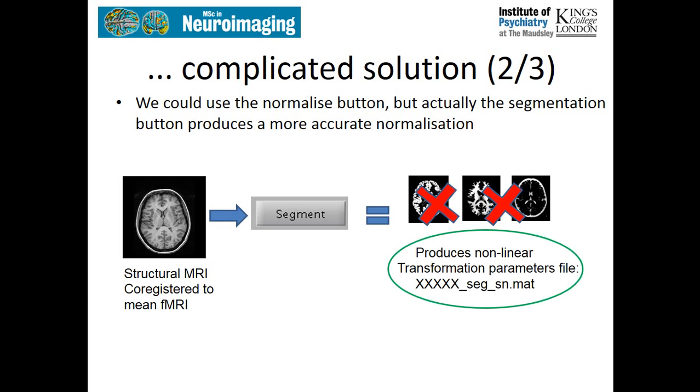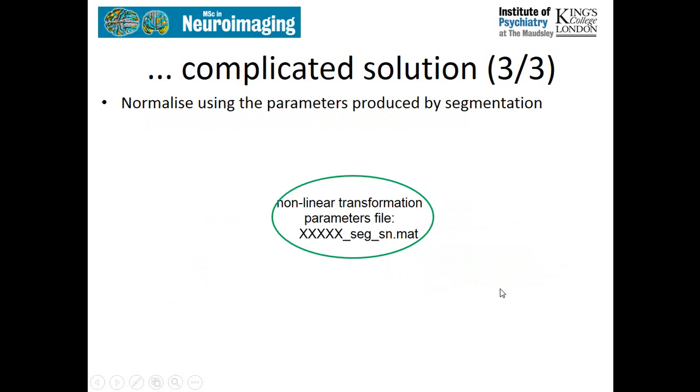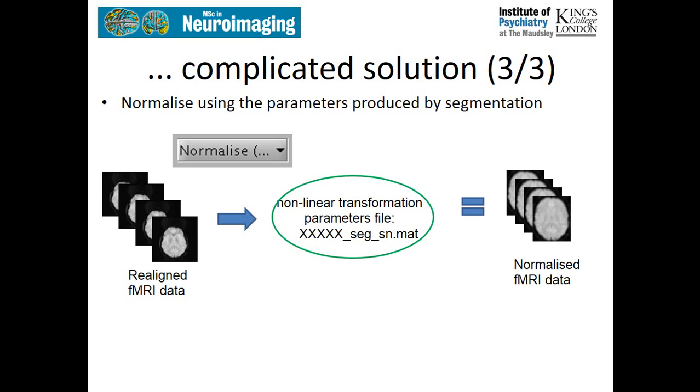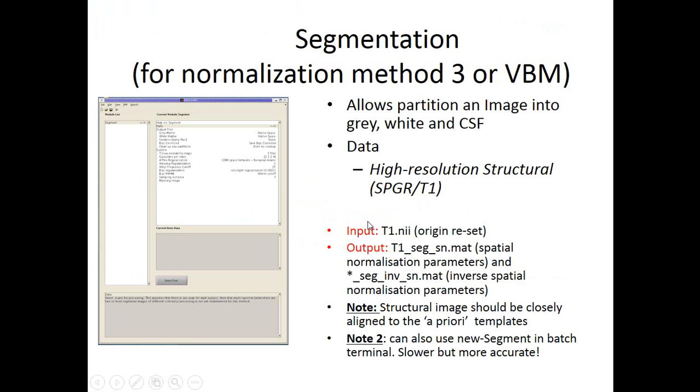You need them if you're going to do a VBM analysis. What you get out is these spatial normalization parameters. Now in SPM12 there's a deformation field rather than a seg-SN. It's called a Y prefix, and you'll see that in a second. And we're going to then apply that to our data using normalize. So in the old days you used to normalize, estimate and apply, or estimate and write. But now we just normalize and we apply these transformations from the segmentation.